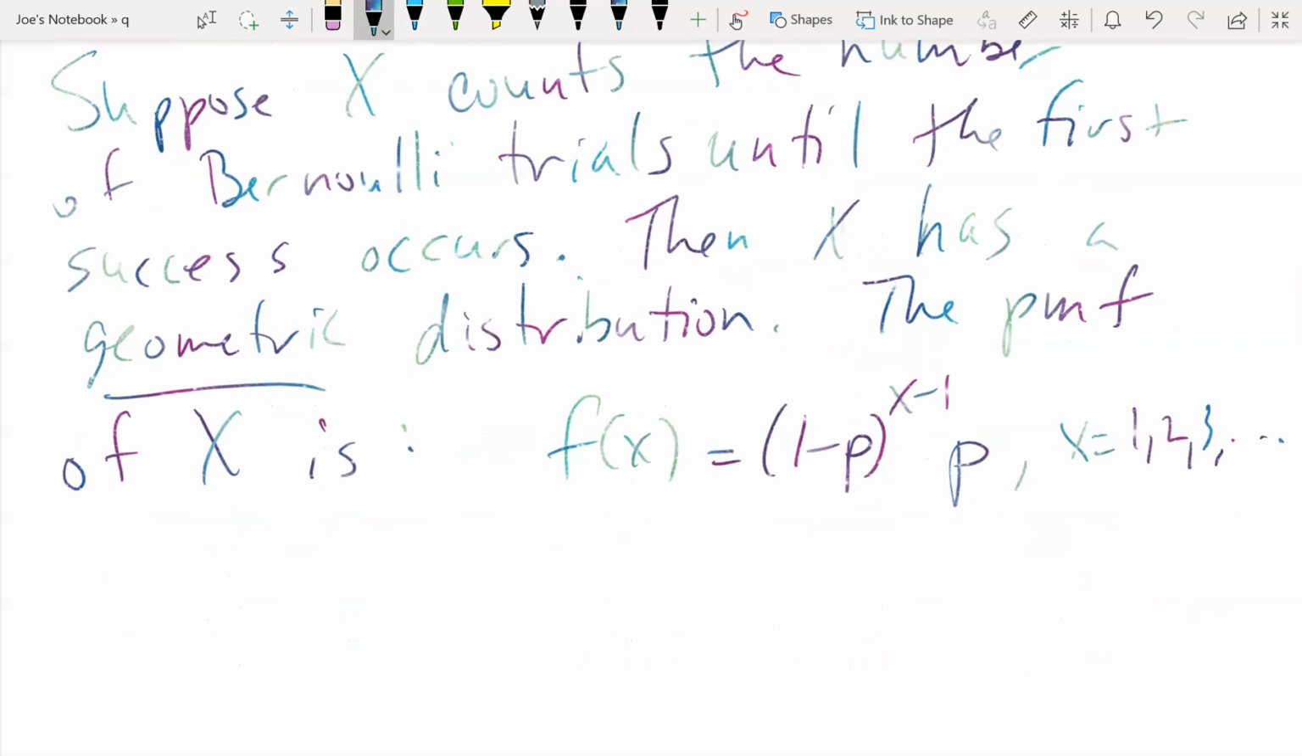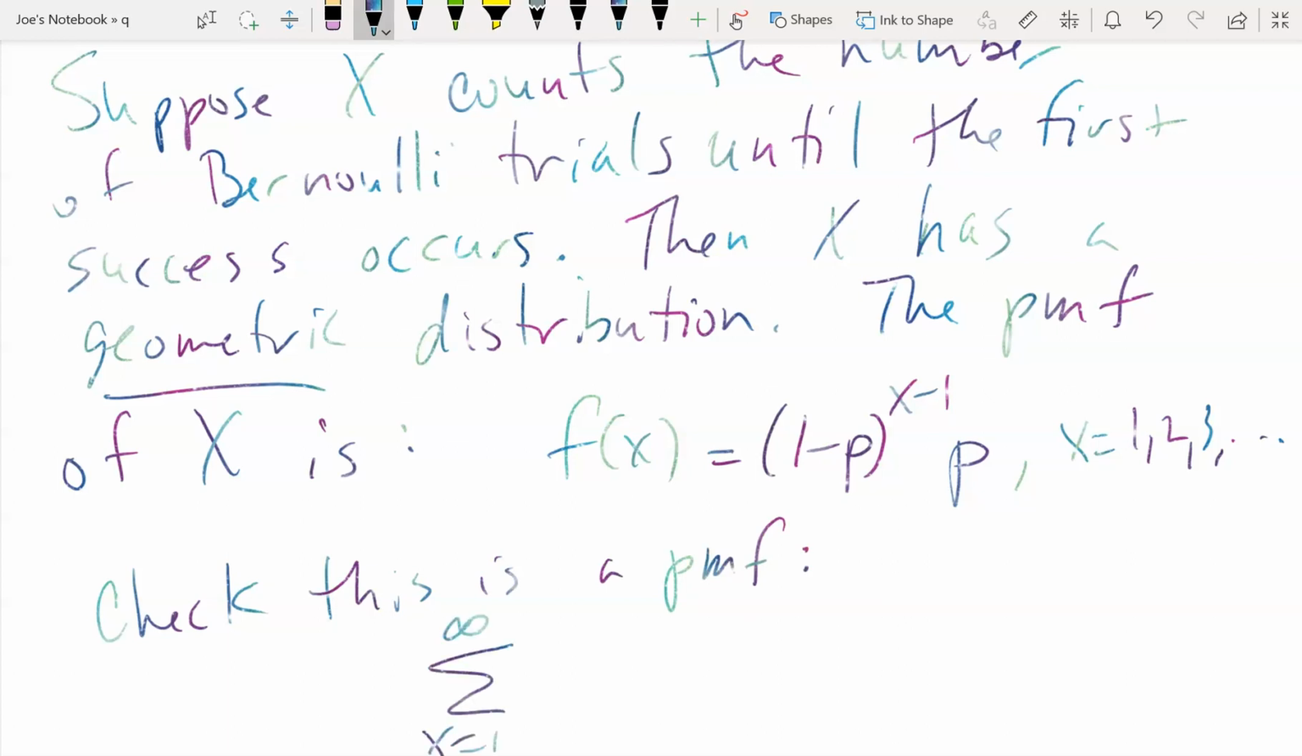So just as a check to make sure this really is a PMF, we would have the sum from x equals 1 to infinity of 1 minus p to the x minus 1 times p. Does this p here on the end have anything to do with x? No. What can I do with it then? Pull it out? Yeah, good.